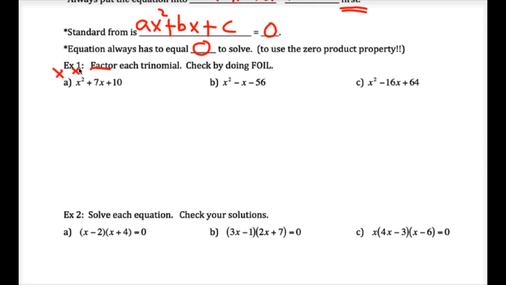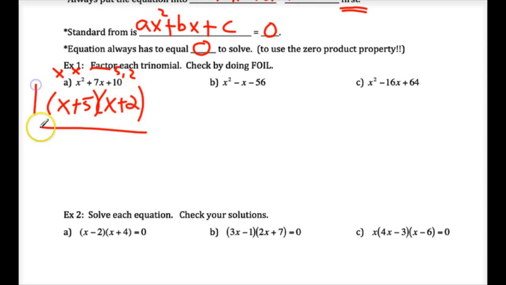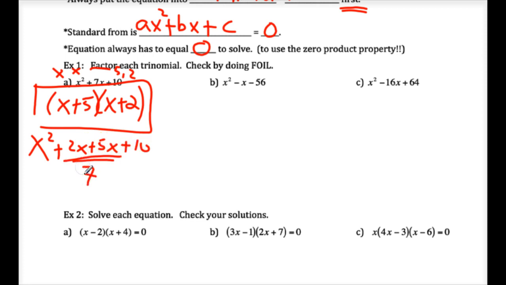X and X. What are factors of 10 that make 7? 5 and 2. They're both plus. X plus 5, X plus 2. Box it. Check it. X squared plus 2x plus 5x plus 10. That's 7x.